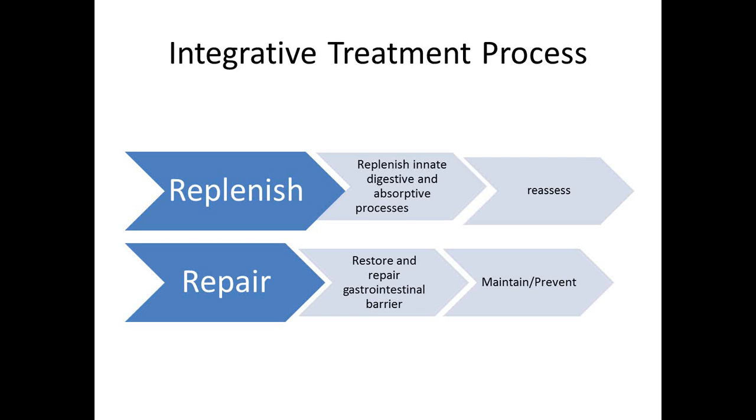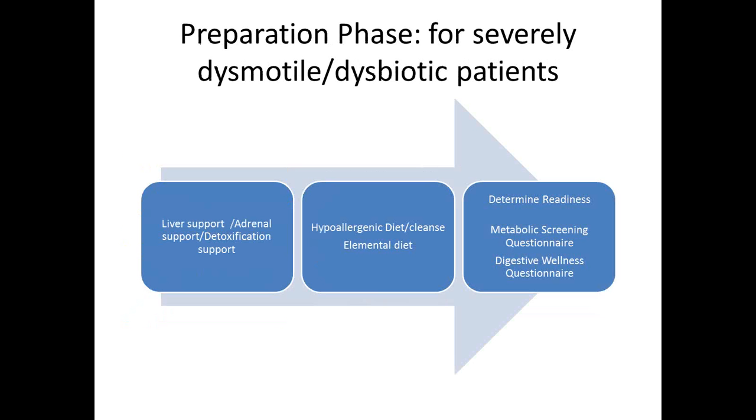Then we move to replenishment. At this point, I replenish the innate digestive and absorptive processes of the gut. So these are things like restoring pH balance through digestive betaine or pepsin. Digestive enzymes are important at this phase. And again, reassessing at every step of the way to make sure the patient's moving forward and staying stable. And finally, and I'll talk about this in just a second, is repair, which is the final stage to get the patient ready to prevent reoccurrence. And this is restoring or repairing the barrier.